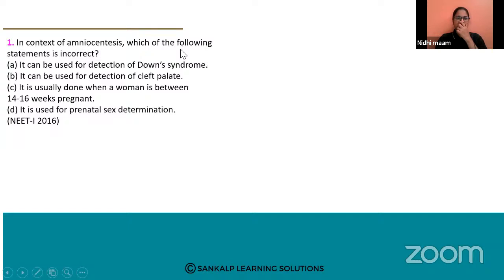So the first question of today goes like this. In context of amniocentesis, which of the following statements is incorrect? Which is incorrect related to amniocentesis? It can be used for detection of Down syndrome. It can be used for detection of cleft palate. It is usually done when a woman is between 14 to 16 weeks pregnant. It is used for prenatal sex determination.